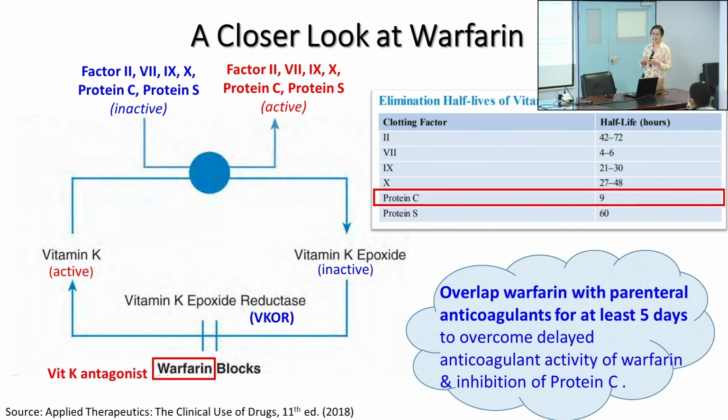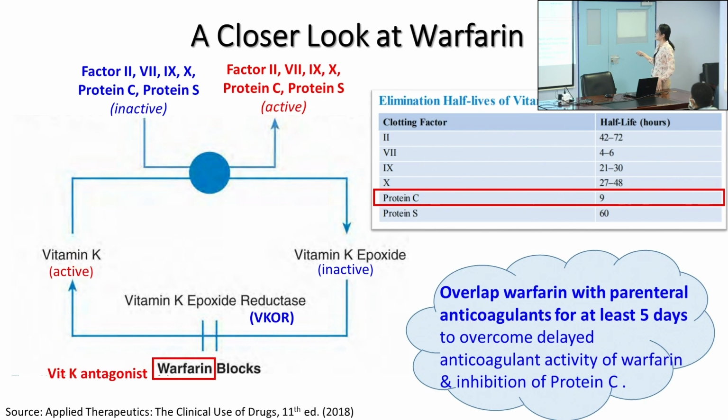That is because its onset is delayed. And the mechanism is here. You can see this chart. Factor 2, 7, 9, 10, most of them have a relatively long half-life, which means that when warfarin blocks vitamin K, you can expect that these coagulation factors will decay after you give warfarin.